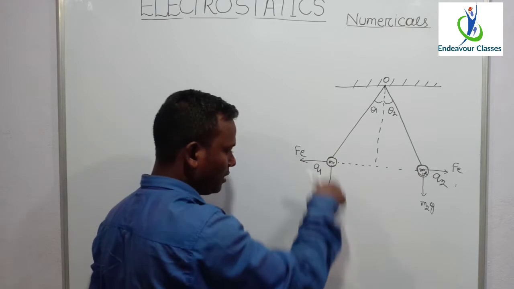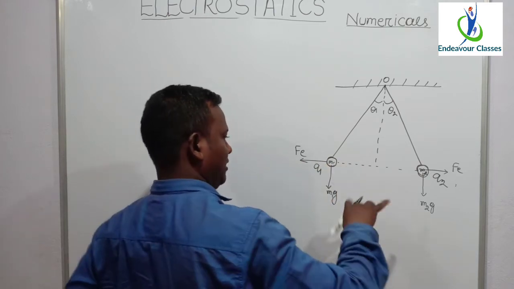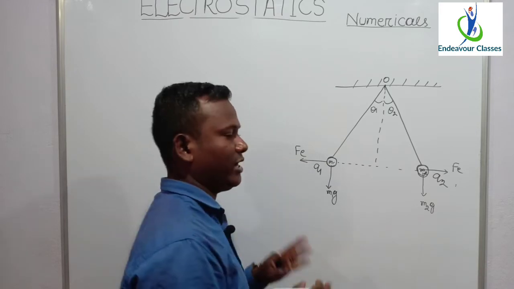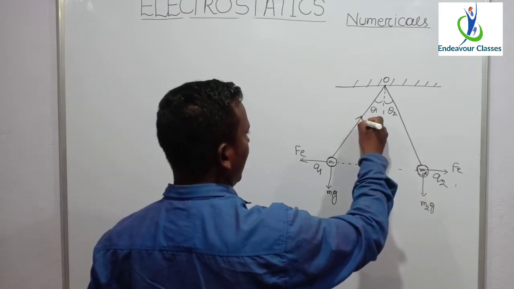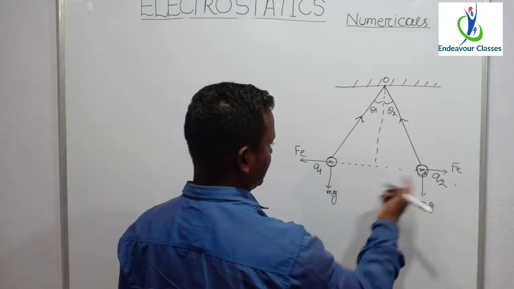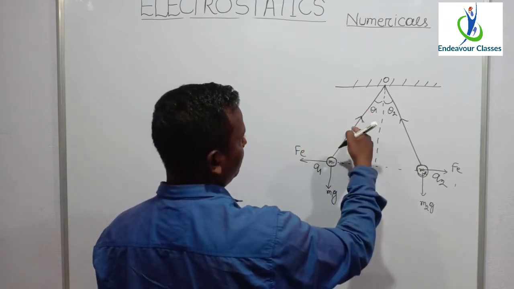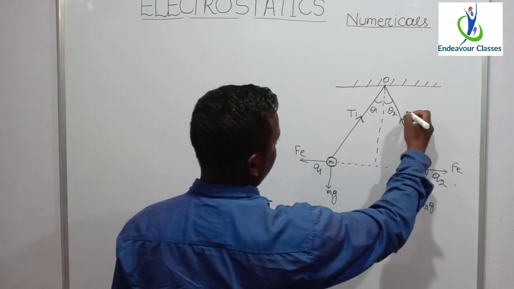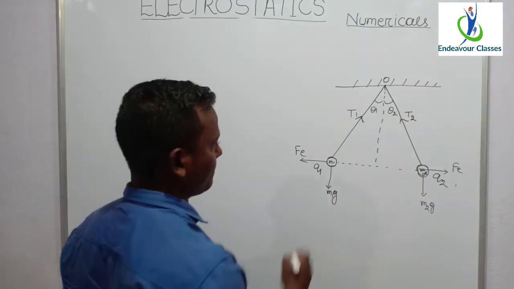Now as the weight is acting downwards, and as the charges are pushing themselves apart with the electrostatic force, a tension will develop in the string which will act in the upward direction. As there are two strings and the masses are also different, let the tension developed in this string be T1 and the tension developed in this string be T2.